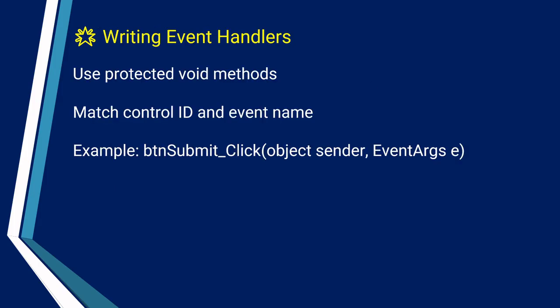To handle an event, you write a method in the code behind file. It starts with protected void, followed by the control ID and event name. For example, btnSubmit_Click handles a button click. Inside this method, you write the logic to respond to the user's action.